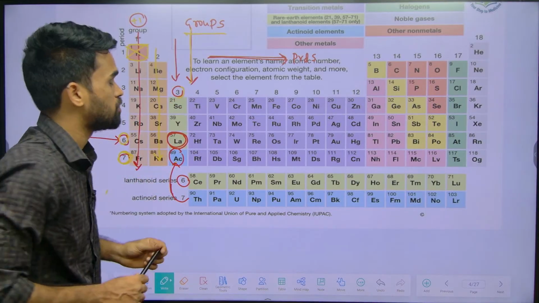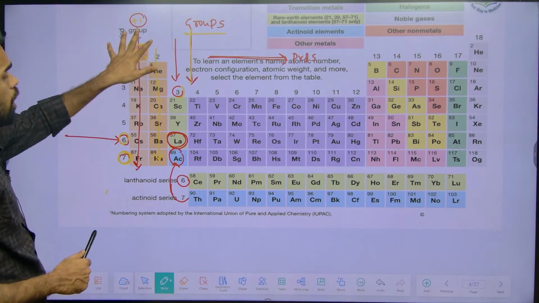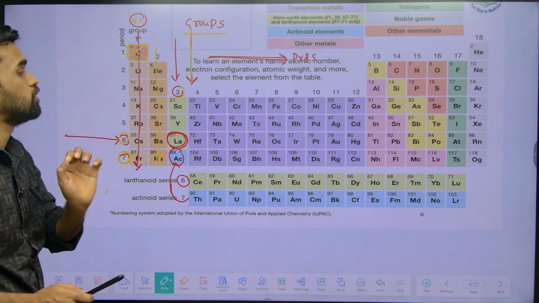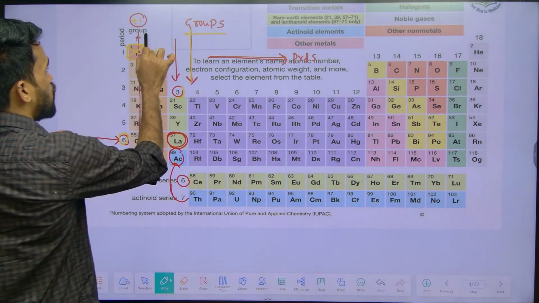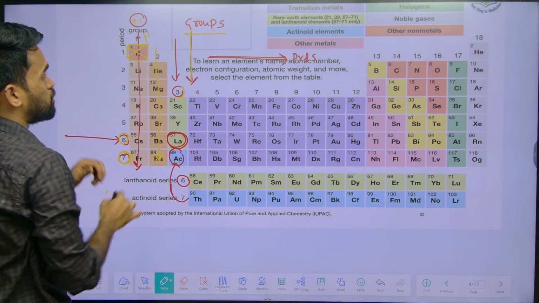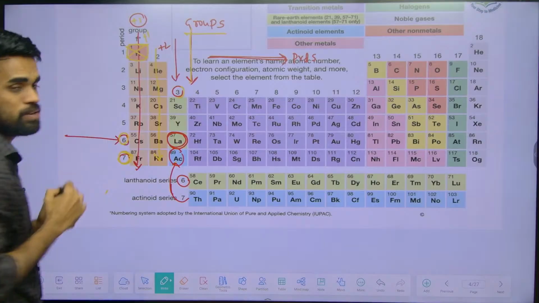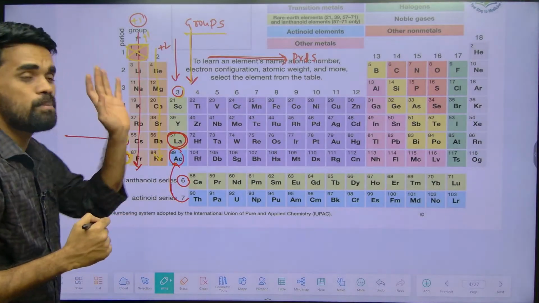Remember this. Up to here, S block elements, I hope you got some clarity. All the S block elements, first group elements will be with +1 charge, and second group elements will be with +2 charge when they combine with something.